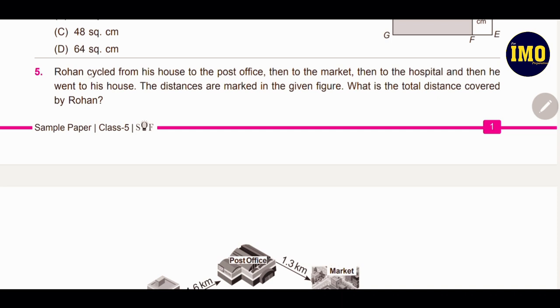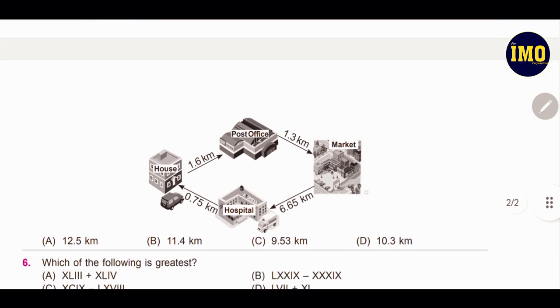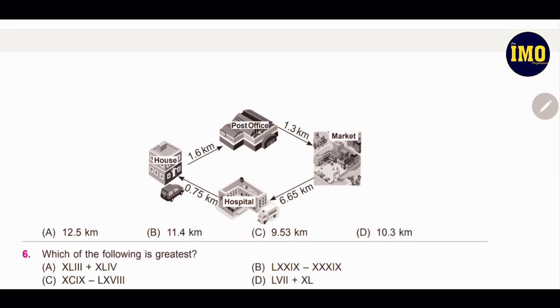In the next question, Rohit cycled from his house to the post office, then to the market, then the hospital, and then he went to the house. The distances are marked in the given figure. What is the total distance covered by Rohan? Okay, so Rohan is the name, not Rohit. So we just go to the diagram as this picture suggests. If you try to add these numbers, always remember to add the decimals. Decimal is a very important part of adding the numbers.